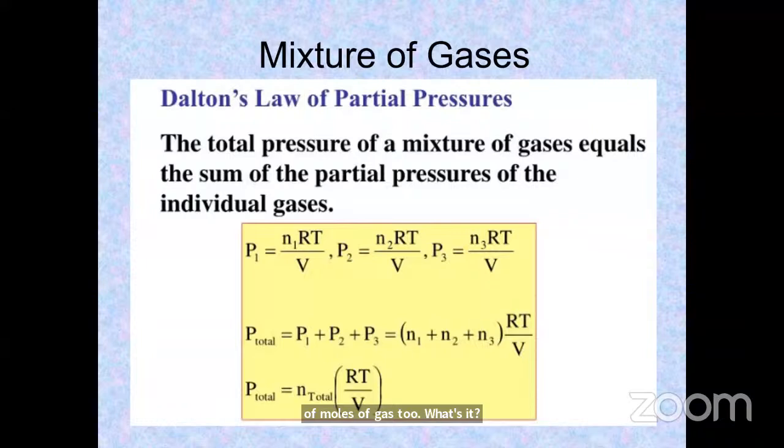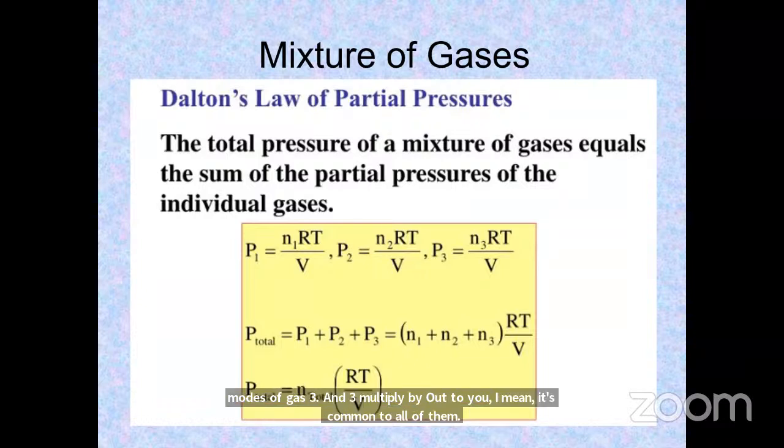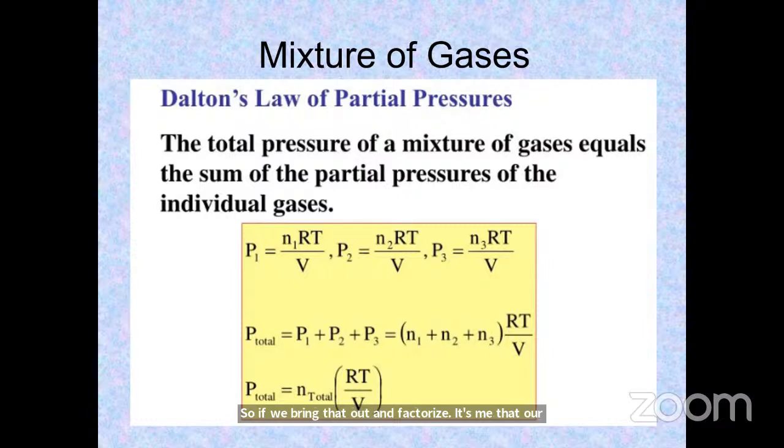And then the third gas, P3, will be the number of moles of gas 3, N3, multiplied by RT over V. RT over V is common to all of them. So if we bring that out and factorize, it means that our P1 plus P2 plus P3 will be N1 plus N2 plus N3, all multiplied by RT over V. I hope we are following.